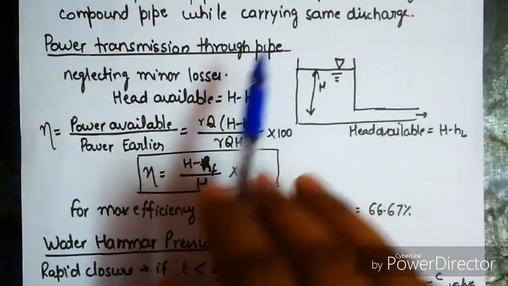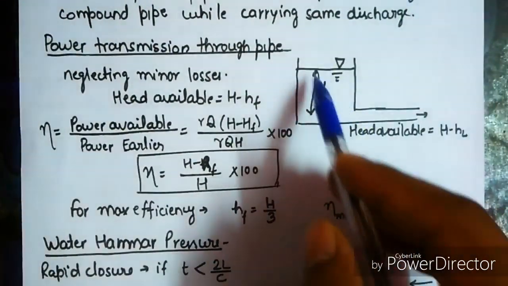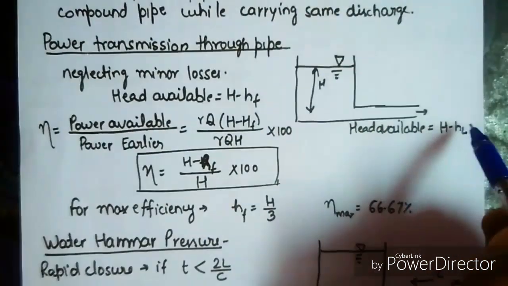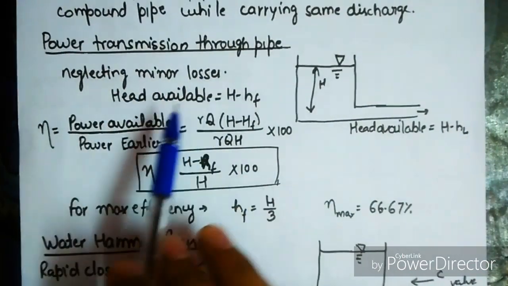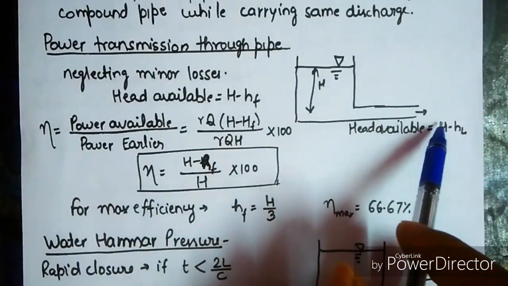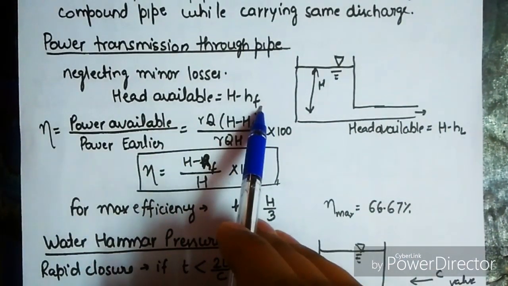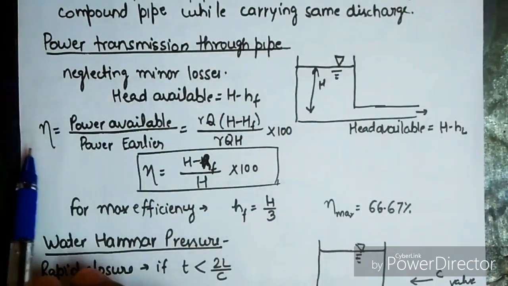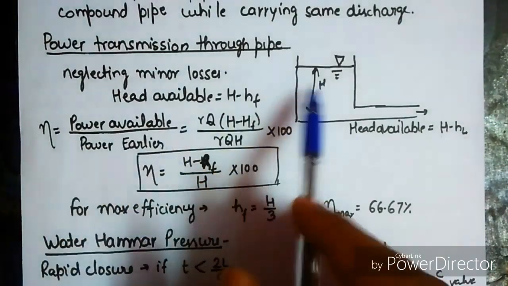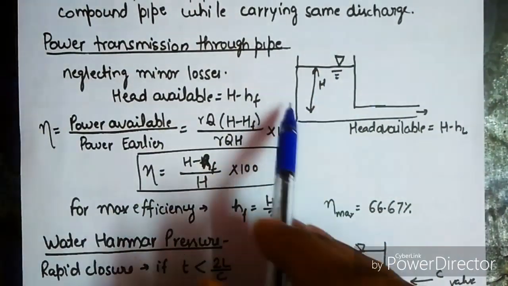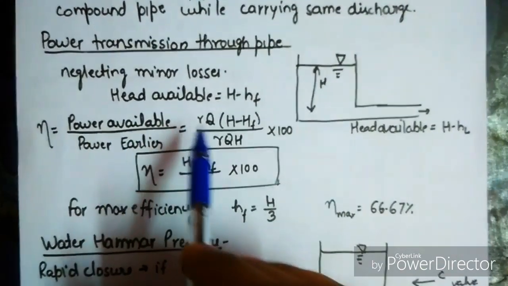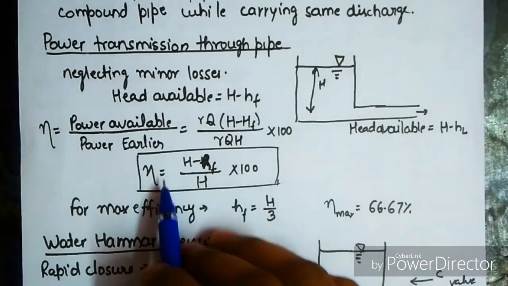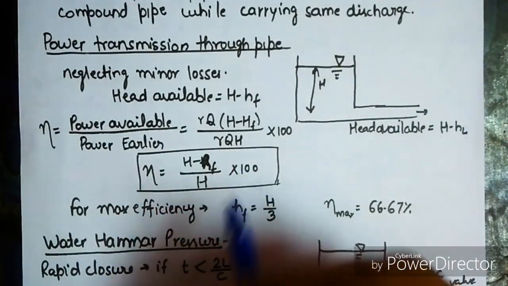Now the power transmission through pipe. We can see here that this is the reservoir, this is the total head, and the head available is H minus HL, that is total head minus head loss. If we neglect the minor losses, then the head available will become H minus HF, that is head loss due to friction only. Then the power available will be gamma Q (H minus HF), and the efficiency will become power available upon the power which was earlier possessed by this liquid. Then this efficiency becomes gamma Q (H minus HF) upon gamma Q H into 100. We can write it like this also, (H minus HF) upon H into 100.